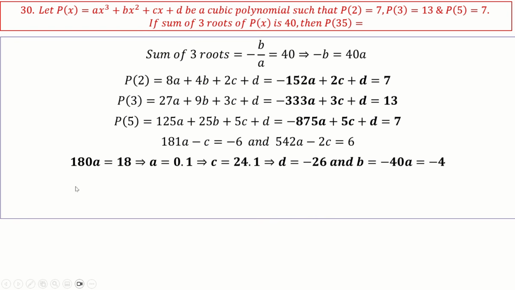What you will get is a is 0.1, c is 24.1, d is minus 26, and b is nothing but minus 40a, which is minus 4. So my polynomial is 0.1x cubed minus 4x squared plus 24.1x minus 26. For p of 35 I have to substitute, and if I calculate carefully I get 205. This is the answer. Solving this is easy, nothing much, but you have to do a lot of mathematical calculation. So I would say moderate.